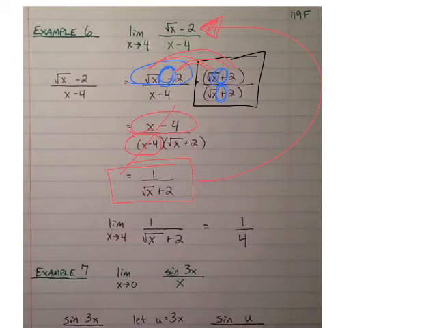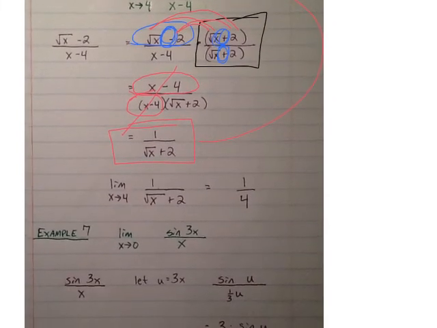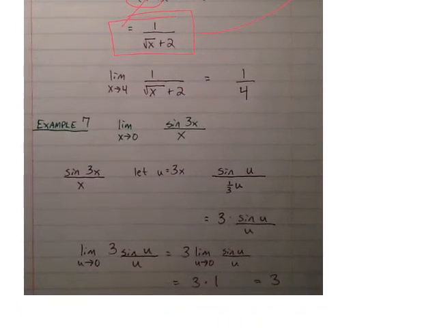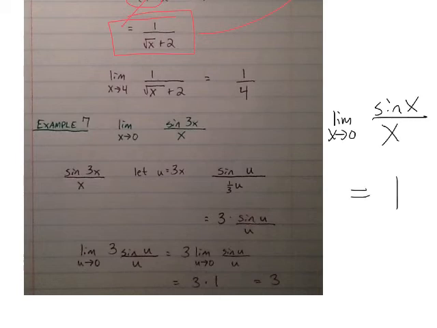Example 7 is perhaps the trickiest, so we'll talk about this in class and try to do a couple examples like this. But what clues me into this is whenever I see a trig function in a fraction and the limit is going to 0. That's what I look for when I try to use this rule. The rule I'm calling on is that the limit as x goes to 0 of sine x over x is equal to 1. The only difference in here is we have sine of 3x.